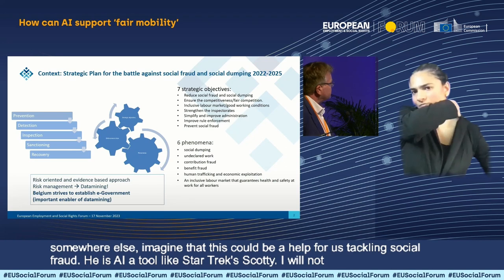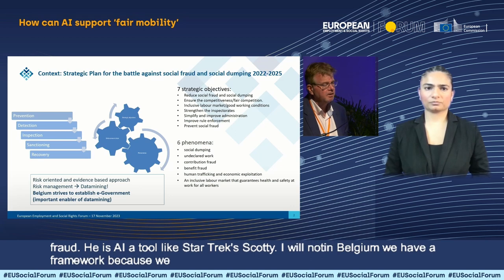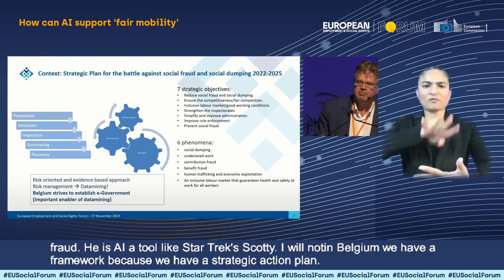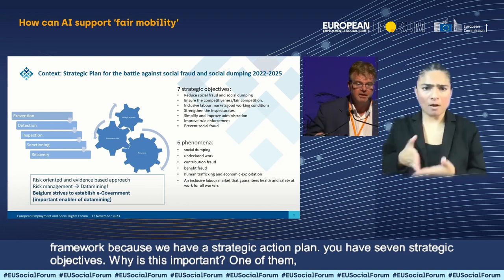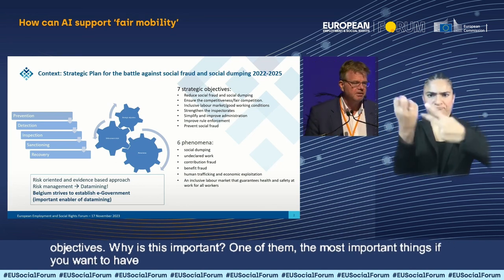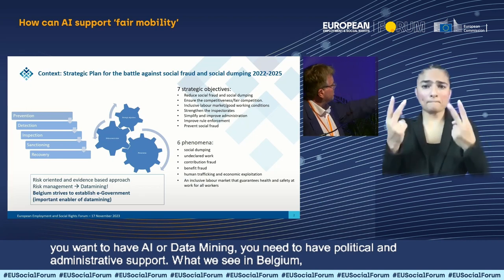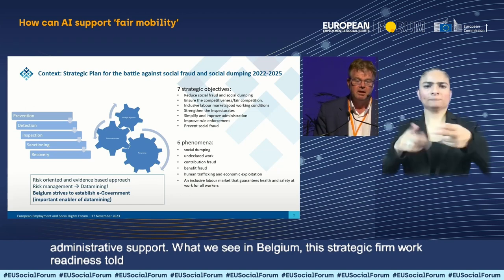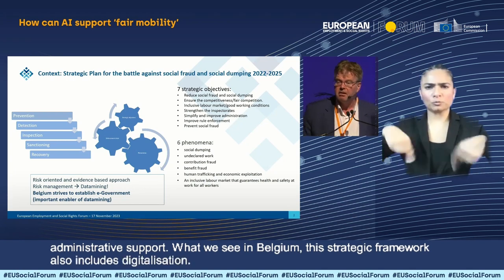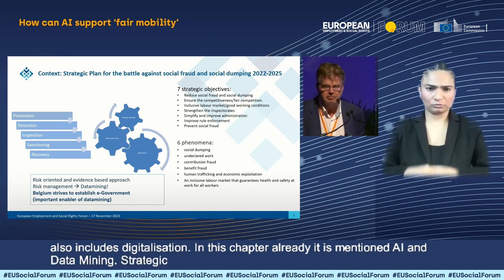Next slide, please. So, in Belgium, we have a so-called reference framework because we have a strategic action plan. And in this strategic action plan, you have 7 strategic objectives. Why is this important? Because one of the most important things, if you want to have artificial intelligence or data mining or whatever, you have to have political support and administrative support. And what we see in Belgium, this strategic framework already installed a very important one on this. It's the 6th one, simplify and improve administration, which includes also digitalization. And there, in this chapter already is mentioned artificial intelligence and data mining, risk analysis. So, strategic plan from our institution together with the government, first element.